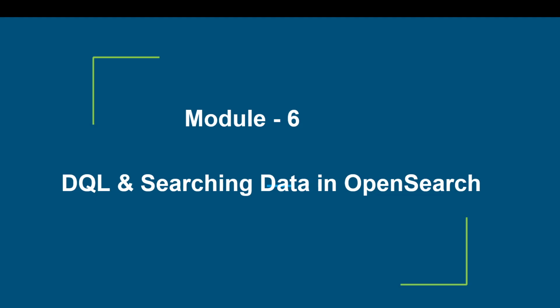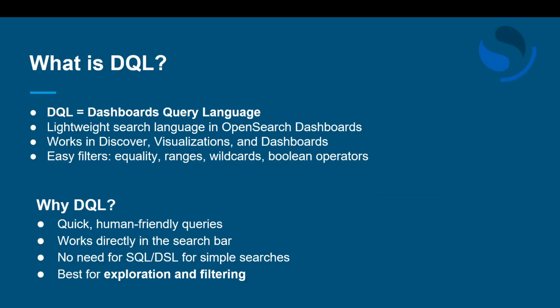Before we proceed, we would like to tell you what DQL is and why we are going to use it. DQL is nothing else, it is Dashboard Query Language. It is a simple text-based search language which is primarily used in OpenSearch, an inbuilt tool of OpenSearch, to find and filter the data. It is a very lightweight search language used in different apps of OpenSearch like Discover, Visualization and Dashboards, which we are going to use.